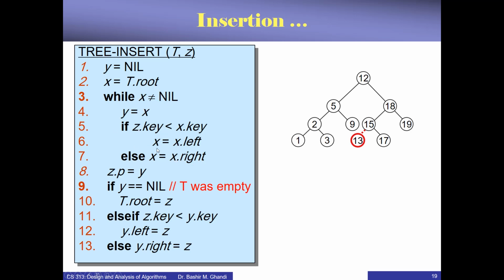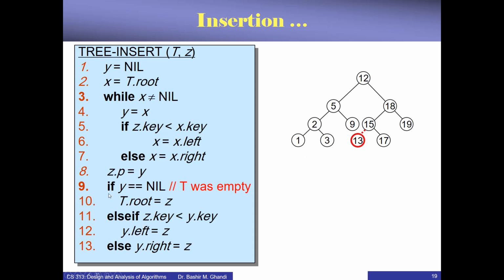So this loop continues until we find x that is nil. At that time, we are ready to do the insertion. And here is how to do the insertion. First of all, the parent of our new node z, of course, is going to be y. So z dot p becomes y. For example here, this is our z, so the parent of z becomes the node 15.